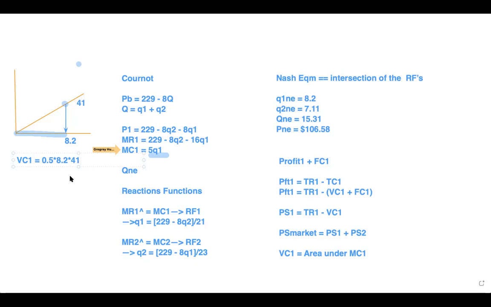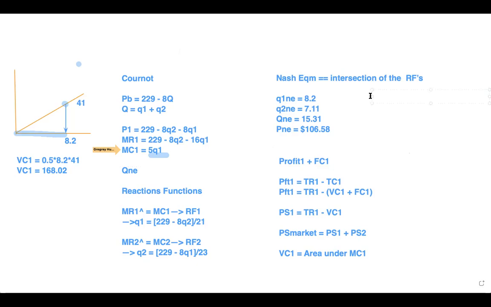And is that what you did, Michael Barbie? I don't know if you got to this part or not. Yeah, I did. I got 41. Okay, you mean the height, but what did you get for the variable cost for firm one? 168.02. Okay. I know we have all the pieces here, but we didn't actually end up giving our actual values.